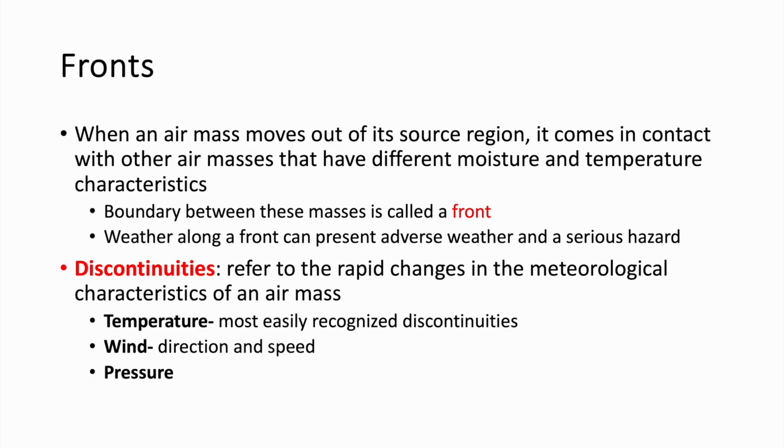So weather along a front is typically adverse or bad. You're going to have thunderstorms, rain, fog, shifting winds. So discontinuities are going to be the changing conditions that you can associate with fronts. So typically, whenever you have a front, you're going to get a change in temperature, change in wind, and change in pressure. So the wind direction is going to change, moisture content, and temperature.